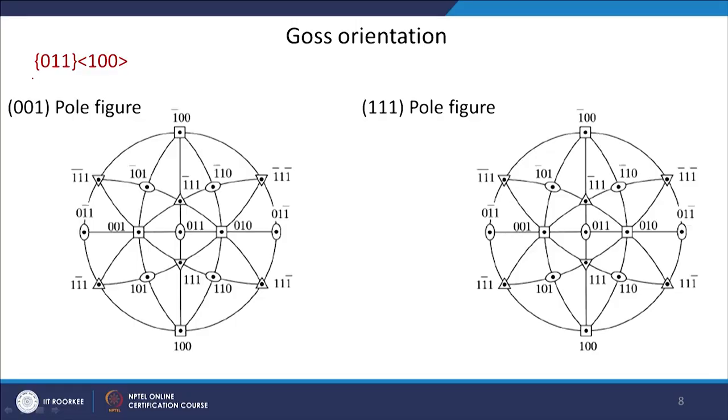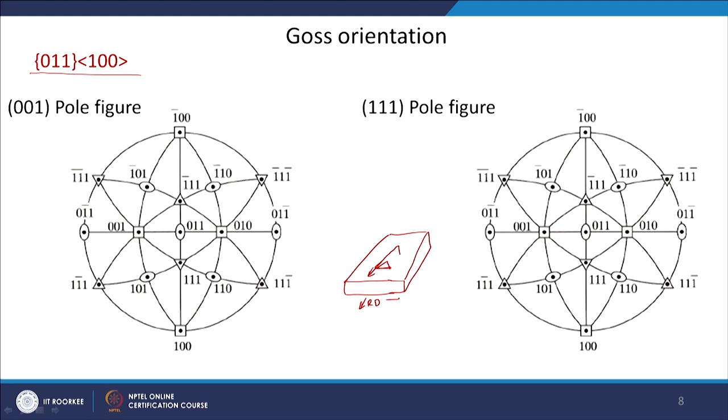There is another very important orientation called Gauss orientation. The orientation has this information. That means HKL plane, the 011 plane, is parallel to the rolling plane, and the 100 direction is parallel to rolling direction. If I may try to show you the orientation here, it will look something like this. I am not able to draw that. Actually the 110 plane will be parallel to this, and the rolling direction will be parallel to 100.